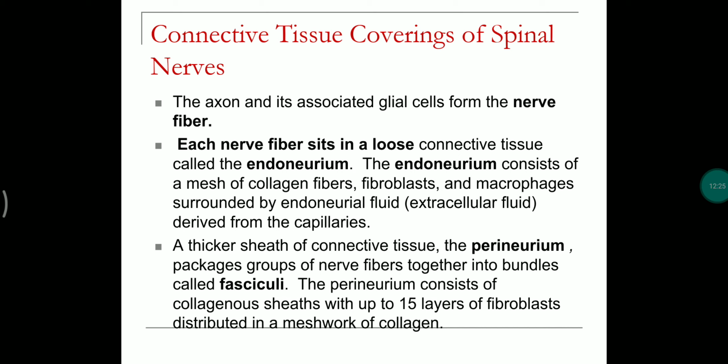Spinal nerve fiber is nothing but a bundle of neurons, and a nerve means a bundle of nerve fibers. Here we see different layers that connect the nerves and nerve fibers. Each nerve fiber is covered by a connective tissue called endoneurium, which consists of a mesh of collagen fibers, fibroblasts, and macrophages surrounded by endoneurial fluid, an extracellular fluid derived from capillary tubes, which nourishes the spinal nerves outside the spinal cord.